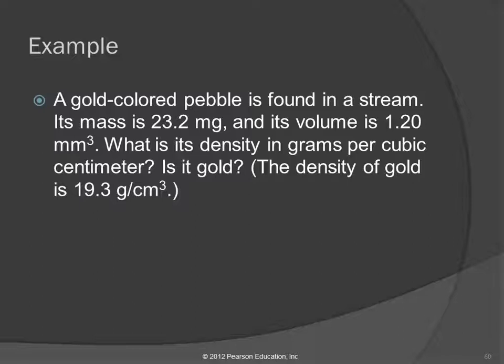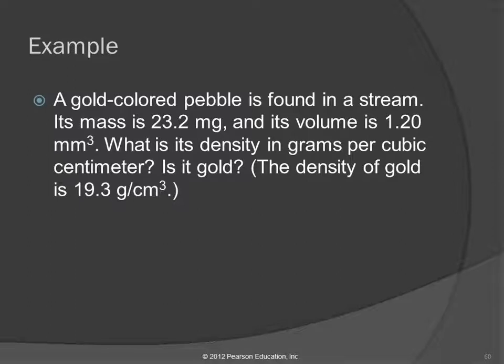Is it gold? Notice there are two questions. And then we're given some information in parentheses. The density of gold is 19.3 grams per cubic centimeter. We read it all the way through. We're going to go back and look at what the numbers are.